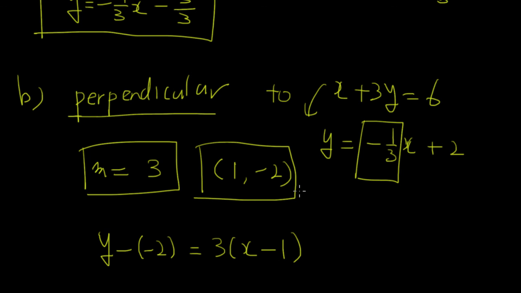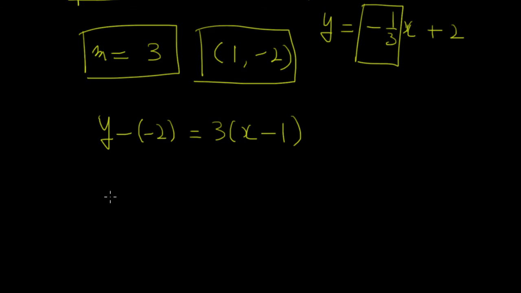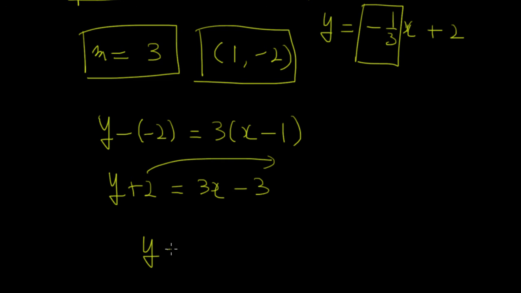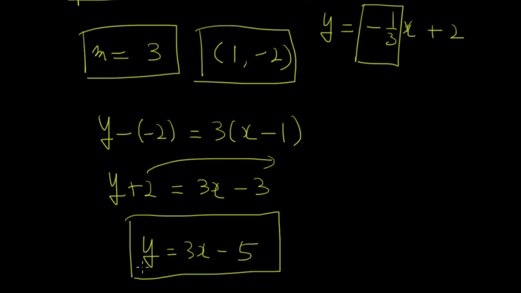All we need to do now is just simplify this. So y plus 2 equal 3x minus 3. So move that to here. Y equal 3x minus 5, right? This positive 2 becomes negative 2. Negative 3, negative 2 becomes negative 5. And this is our answer, right? All right.